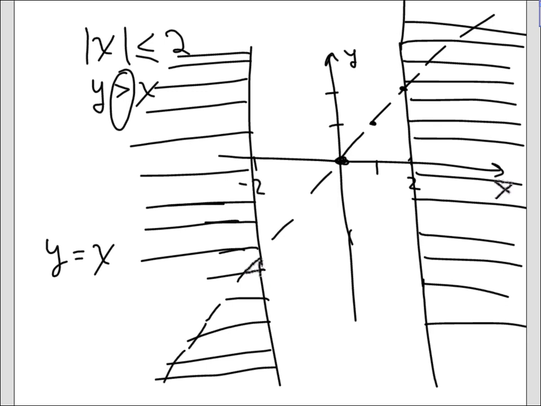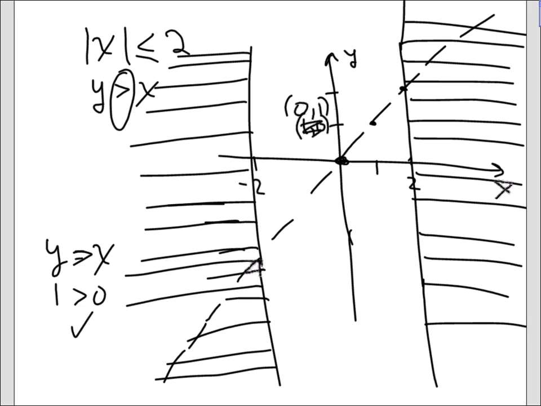Now, which half do I include? So we test 0, 0. X is 0 and y is 0. Is 0 bigger than... oh, what am I saying? We can't use 0, 0 because it's on the line. So I pick another point. I'm going to take 0, 1. Sorry. Is the y value bigger than the x value? That's the $64,000 question. Yes, it is. So I do not shade in the half that includes that. Nice, good point, 0, 1. I shade the other half.